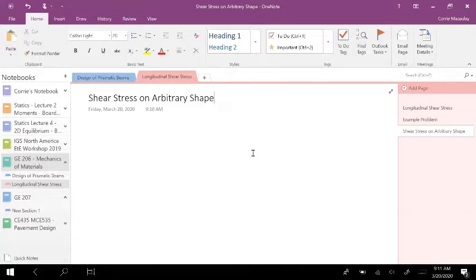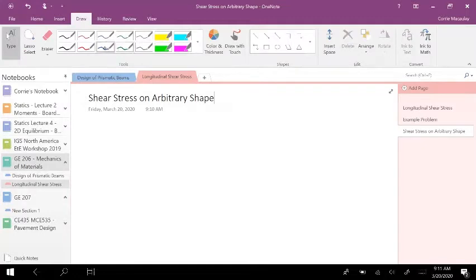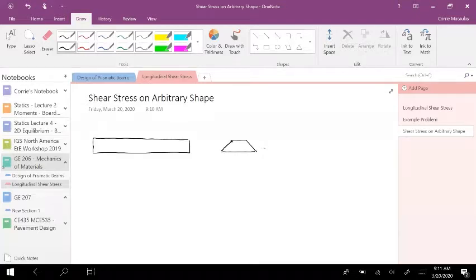So here goes. Let's start with shear stress on an arbitrary shape. So let me draw this beam. Let's say the cross section, since we're talking about arbitrary shape, looks like this. The neutral axis is probably going to be closer to the bottom since there's more mass at the bottom. All right, so that will be my neutral axis.